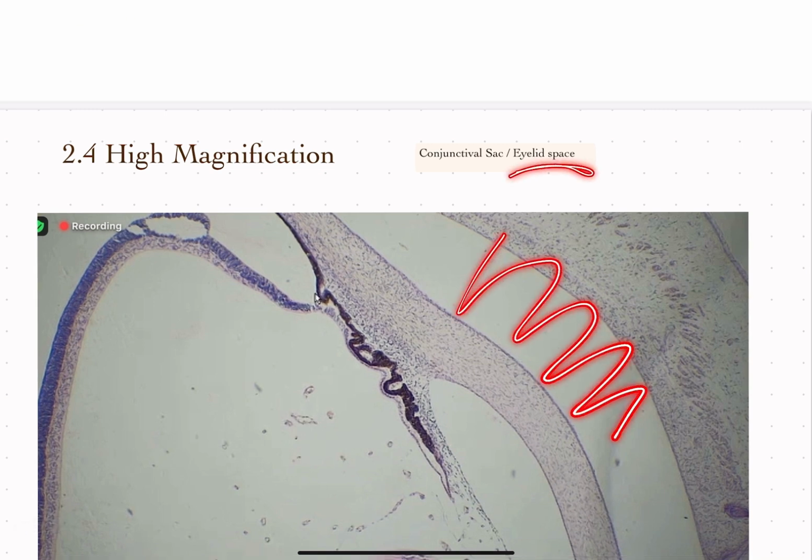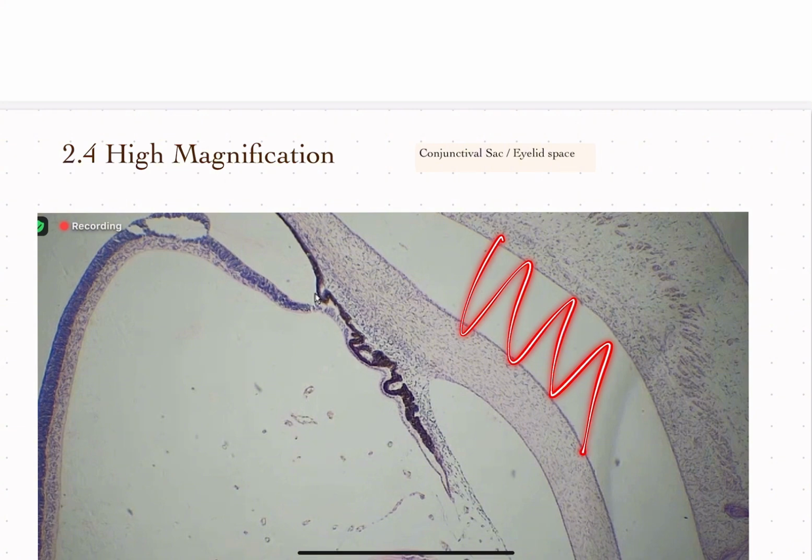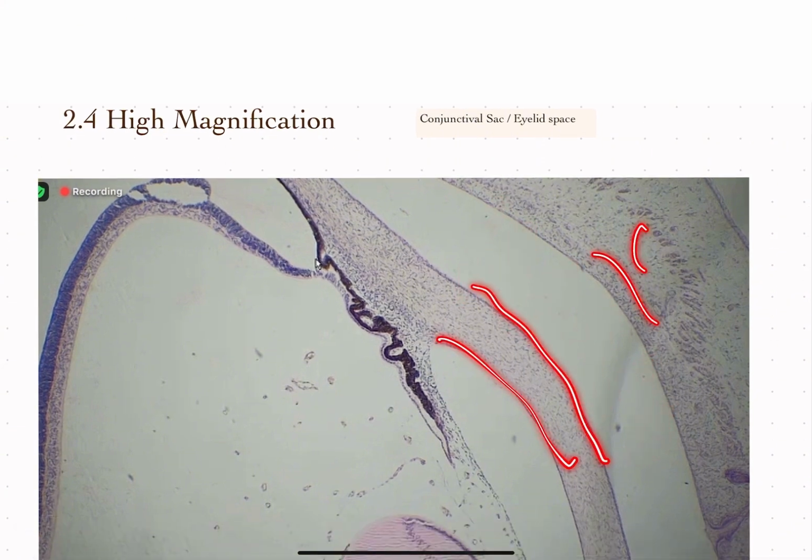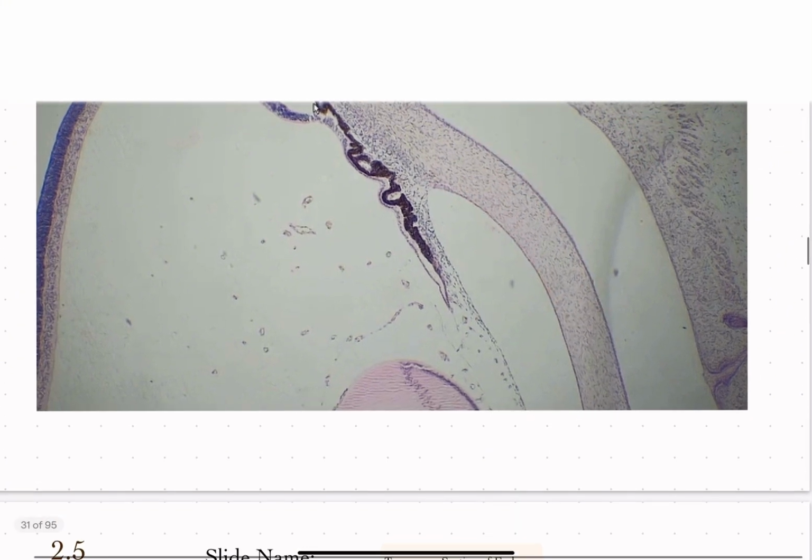So again, conjunctival sac or eyelid space, again, depends on the professor that asks you. And it's only the space between the eyelid and cornea right there. Sometimes it doesn't even exist. It only exists when we can actually see the eyelid in front of the cornea.